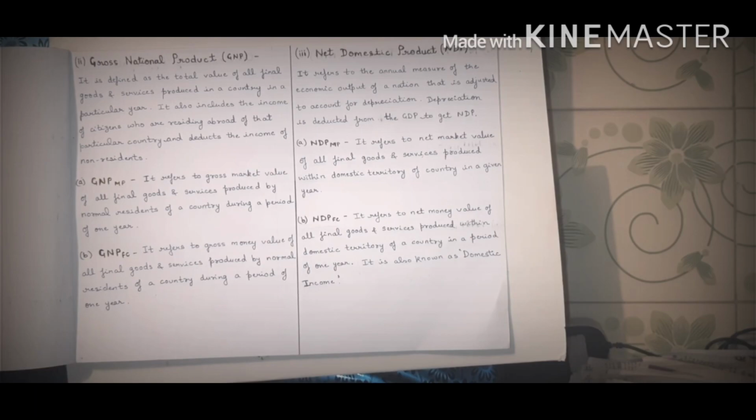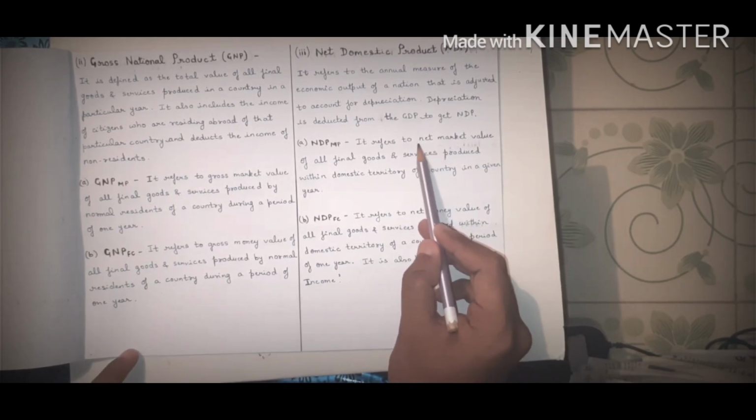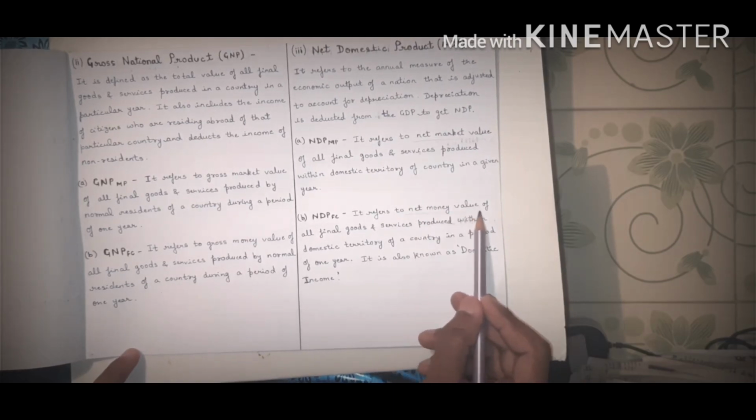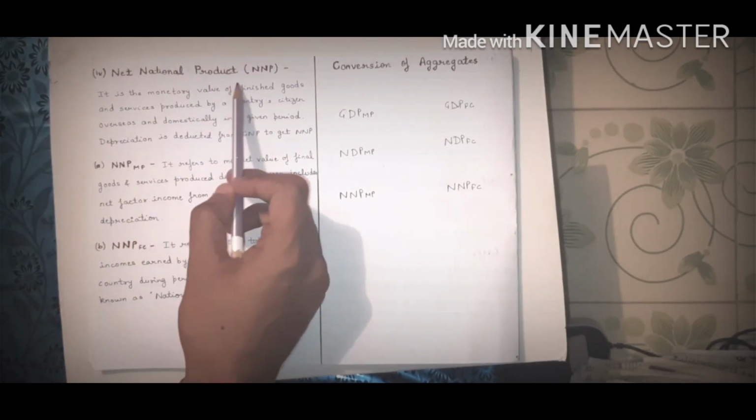Now you can see there is a minor difference between net domestic product at market price and net domestic product at factor cost. That is, in net domestic product at market price we use net market value. In a similar way, at factor cost we use net money value. So, next topic. Now another topic is net national product.